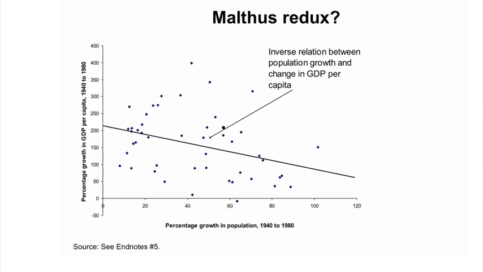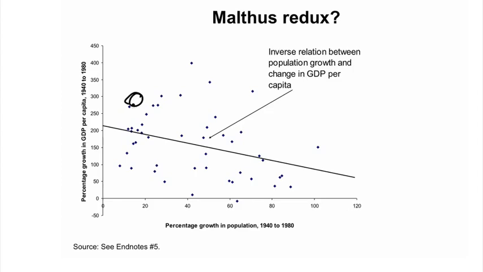In this graph, what I've shown is on the horizontal axis percentage growth in population from 1940 to 1980, and on the vertical axis percentage growth in GDP per capita from 1940 to 1980. And so you can see that if we take the average relationship of all these points, in fact there's an inverse relationship between population growth and change in GDP per capita. So countries where the population growth was highest saw the smallest growth in GDP per capita. Countries on average that had the smallest growth in population saw the largest growth in GDP per capita.